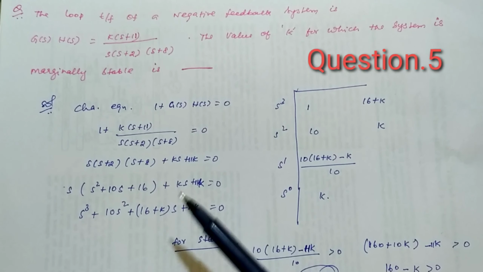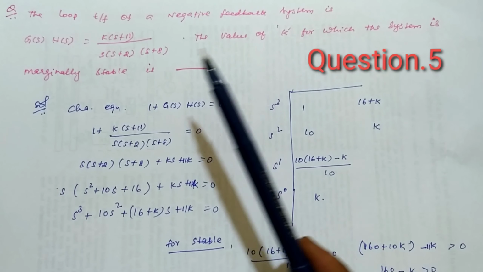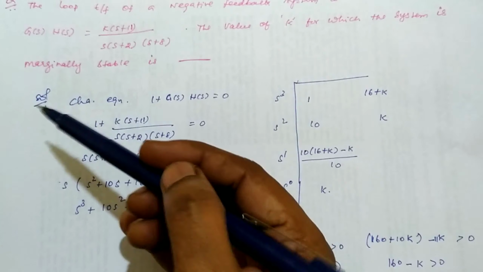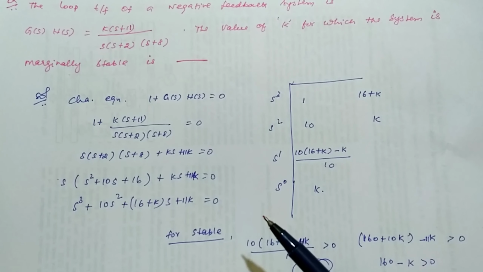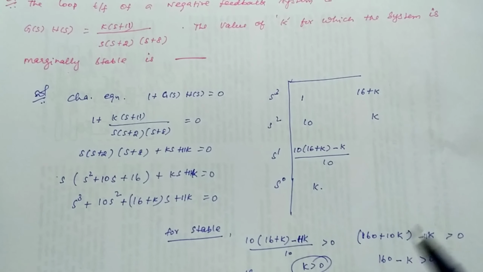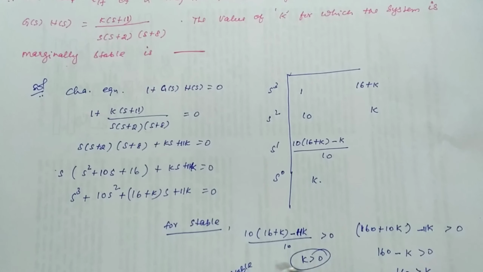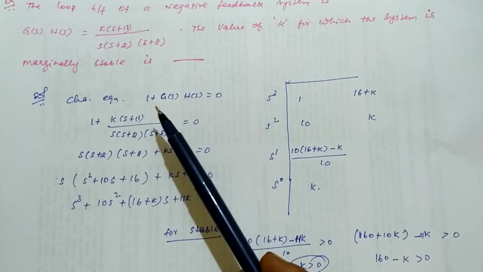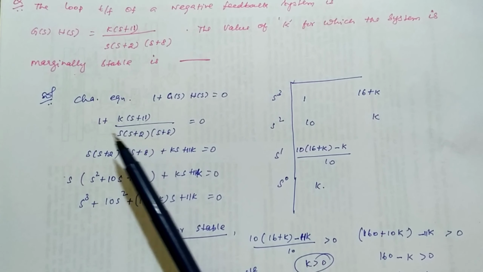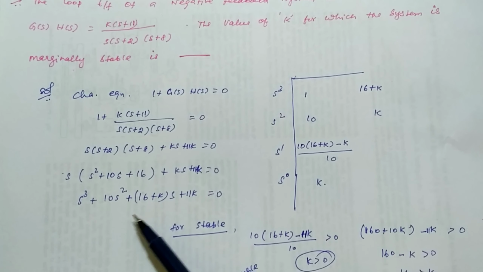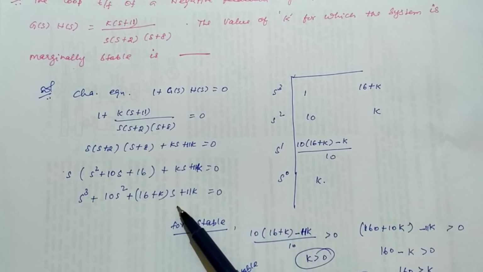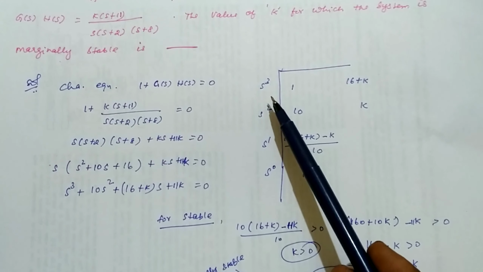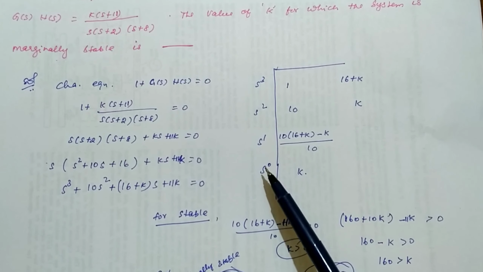Next question. The loop transfer function of a negative feedback system is given. What is the value of k for which the system is marginally stable? Marginally stable means that one row must be 0. So here we will formulate the characteristic equation: 1 plus G(s)H(s) equal to 0. When we simplify, we have the characteristic equation like this. Using this equation, we formulate the Routh table: s cube, s power 2, s power 1 and s power 0.